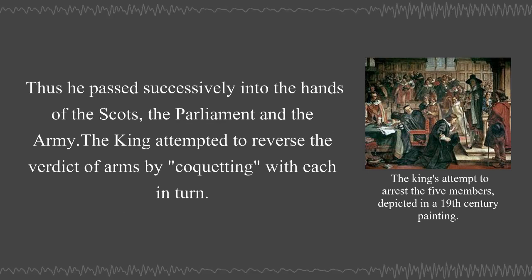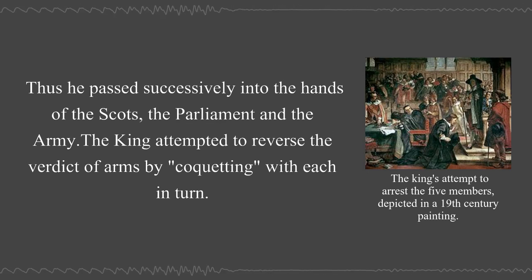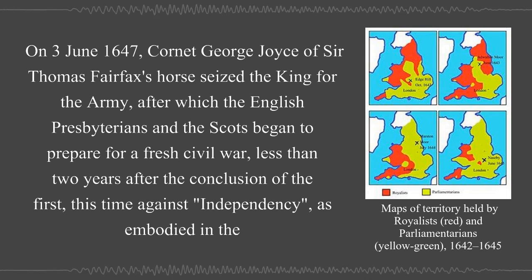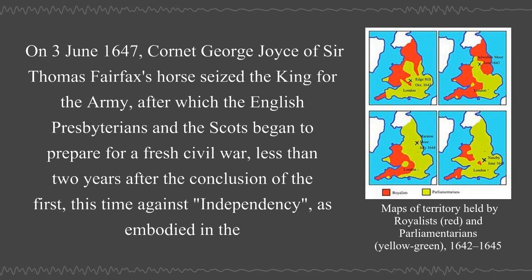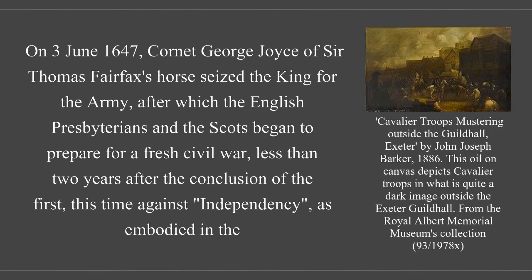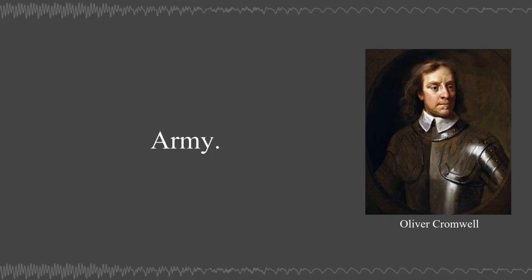The king attempted to reverse the verdict of arms by coquetting with each in turn. On 3 June 1647, Cornet George Joyce of Sir Thomas Fairfax's horse seized the king for the army, after which the English Presbyterians and the Scots began to prepare for a fresh civil war, less than 2 years after the conclusion of the first, this time against independency, as embodied in the army.